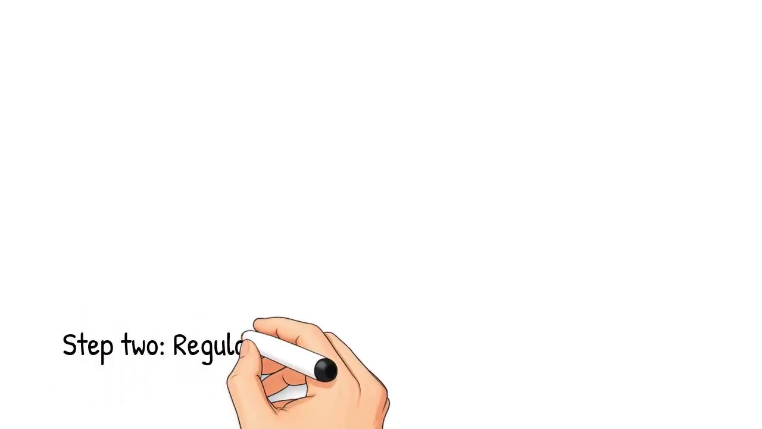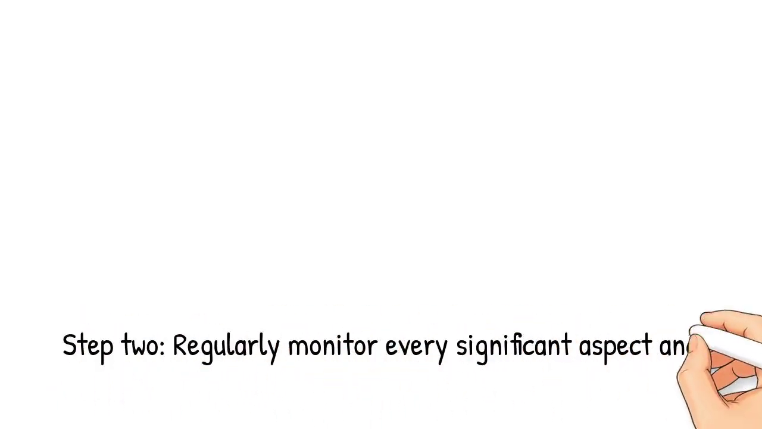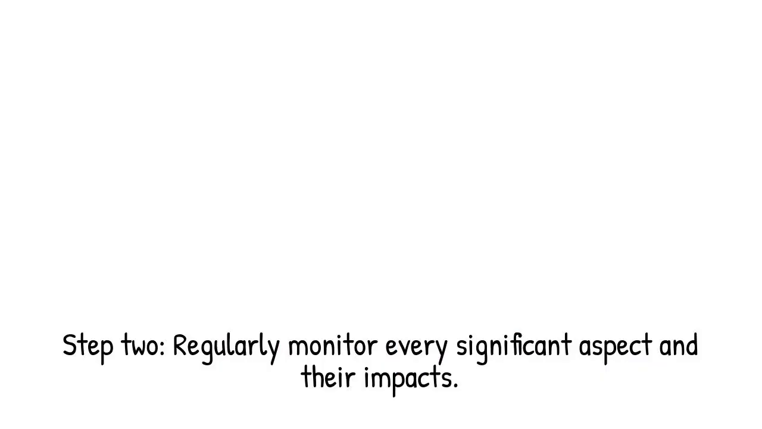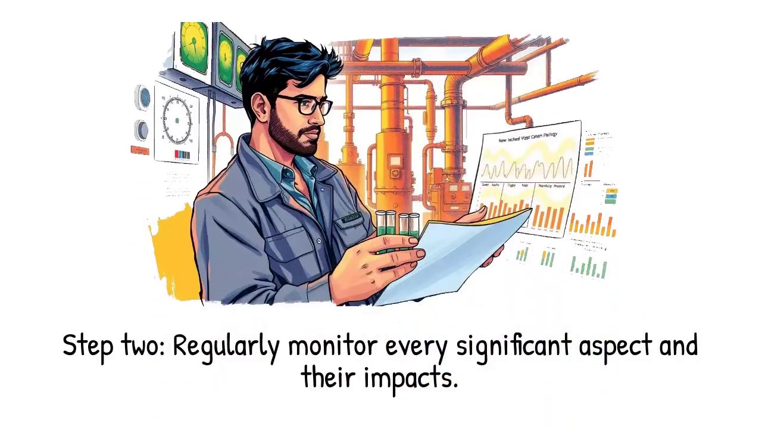The second step is monitoring. Every significant aspect must be monitored regularly. For example, air emissions must be measured, wastewater must be tested, waste quantities must be tracked, and resource consumption must be recorded. Monitoring ensures that controls are working and that impacts are under control.